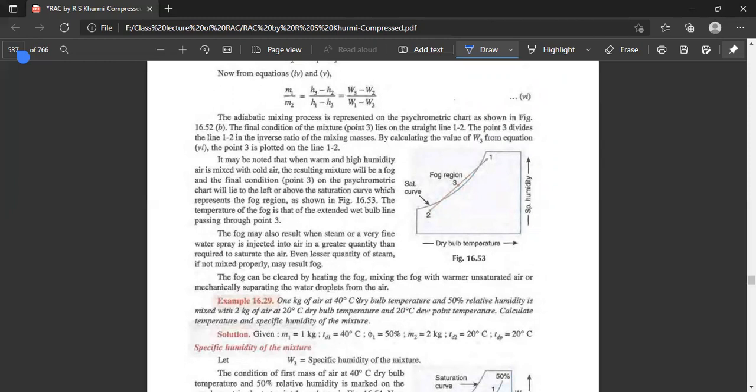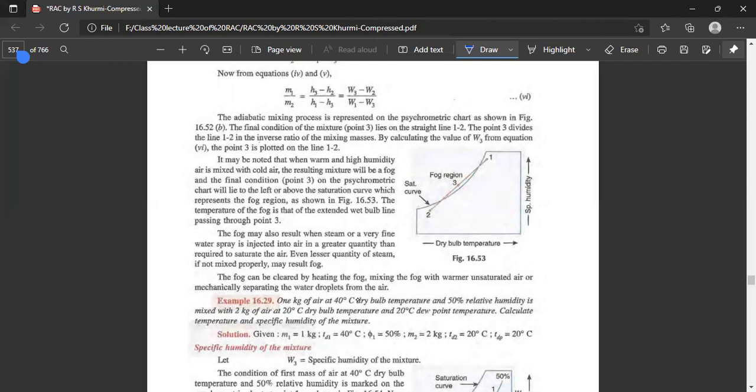By calculating the value of W3 from the W equation, point 3 is plotted on the line 1 to 2. So what we are doing: first we calculate W3 by knowing the masses of 1 and 2 and the specific humidity of 1 and 2. From this, we will get W3 and we put it here.